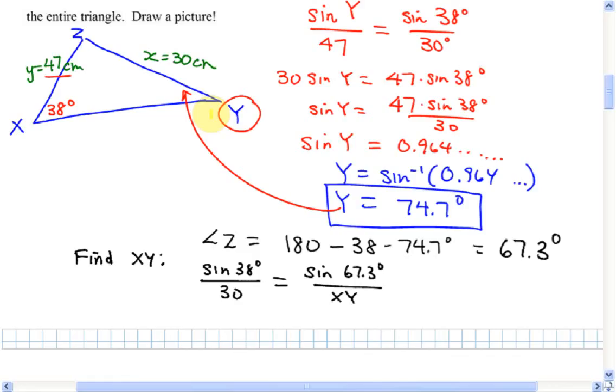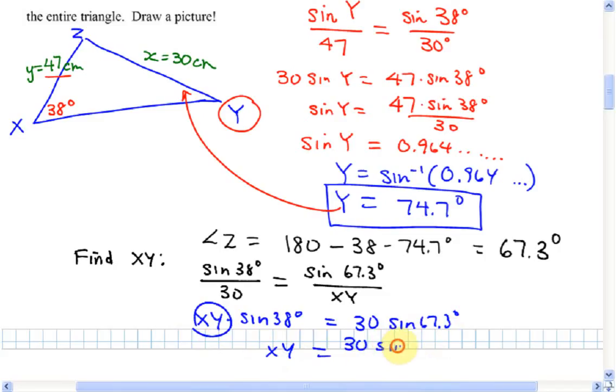All right, let's solve this. xy times sine 38 equals 30 times sine 67.3. Can someone tell me what xy equals? I'm too lazy. 45? Everybody agree, for those who did it? 45? Okay.